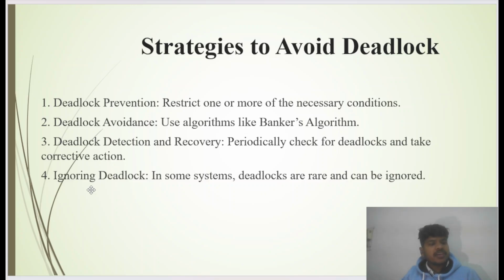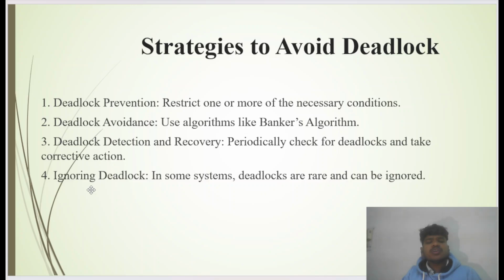In terminating processes, the system can terminate one or more processes involved in the deadlock. There are two ways: we can abort all the deadlocked processes, or we can abort one process at a time until the deadlock is resolved. Terminating processes can be expensive, especially if they have already completed most of their work. Another one is preempting resources. The system can take resources away from processes and reallocate them to resolve the deadlock. This approach requires careful planning to avoid disrupting the system.